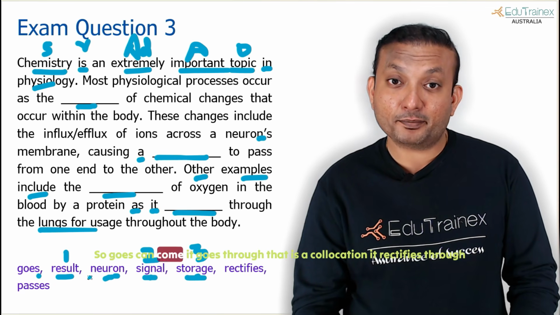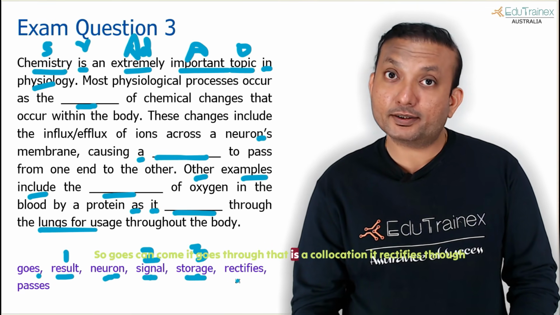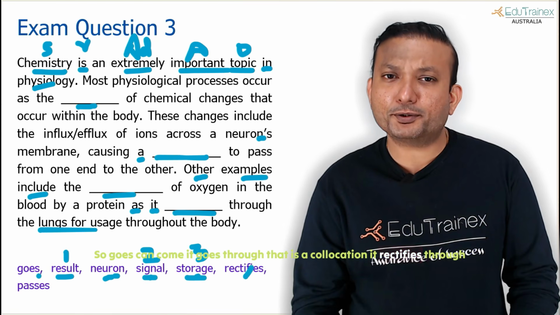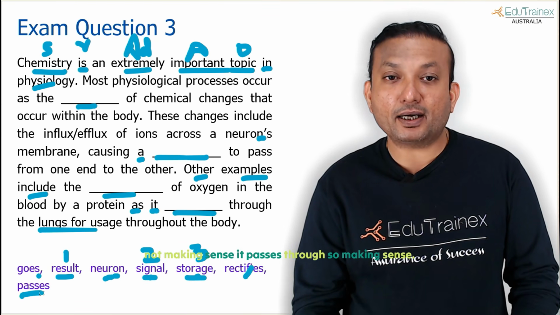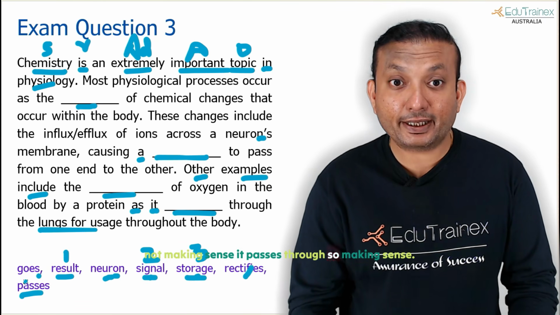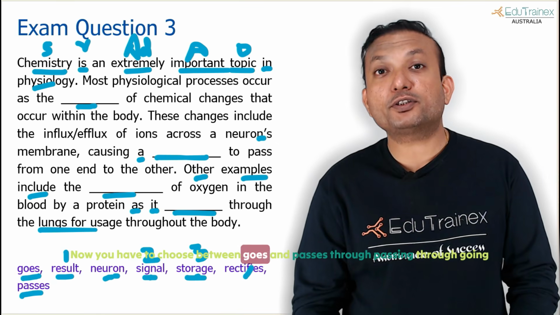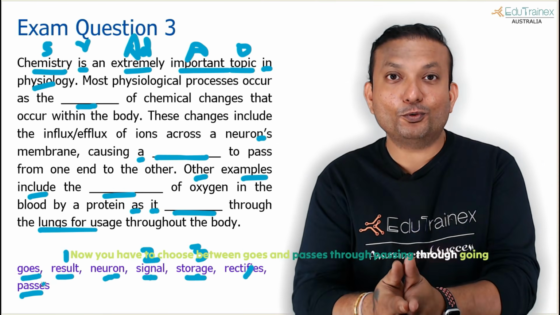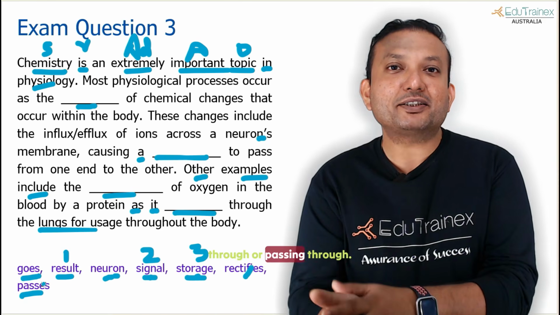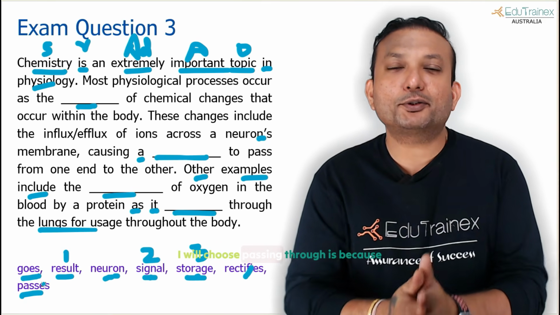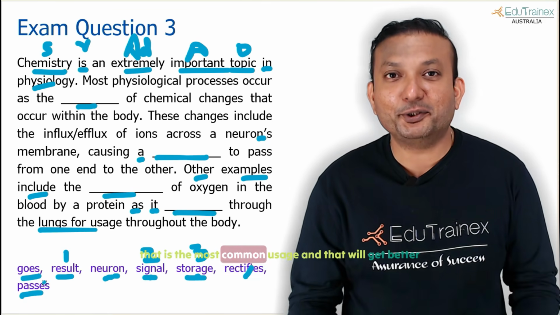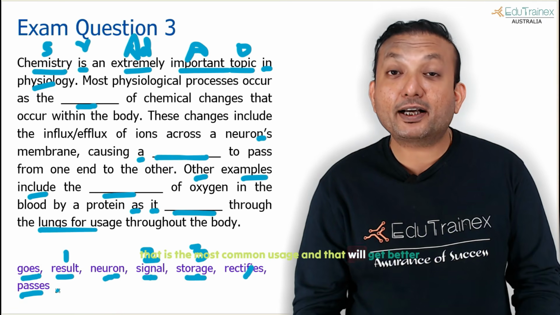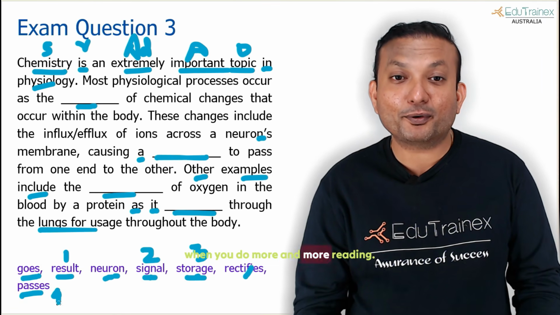So goes can come, it goes through. That is a collocation. It rectifies through, not making sense. It passes through, also making sense. Now you have to choose between goes and passes. Going through or passing through. I will choose passing through because that is the most common usage, and that will get better when you do more and more reading.